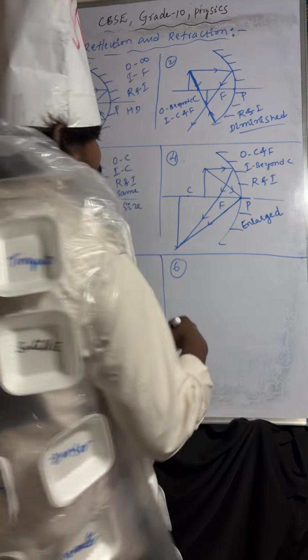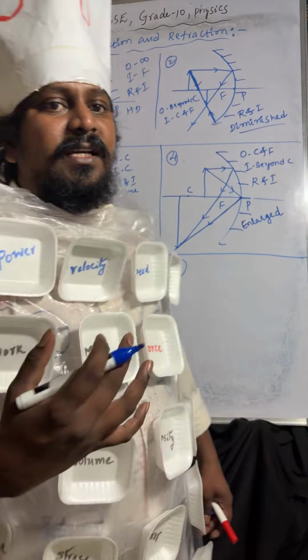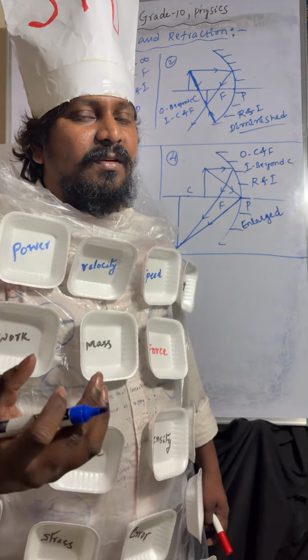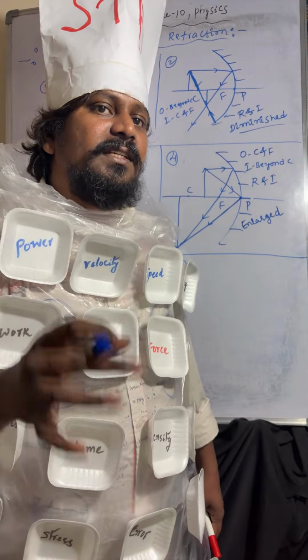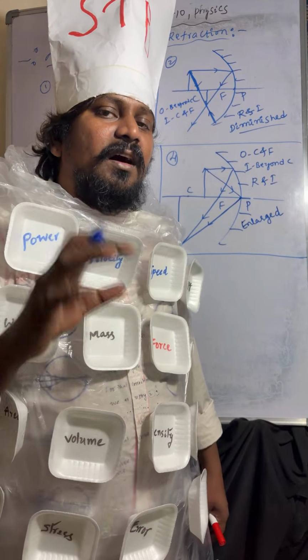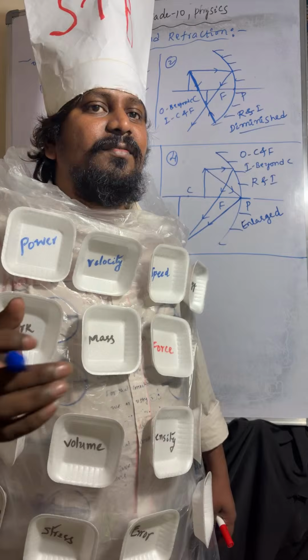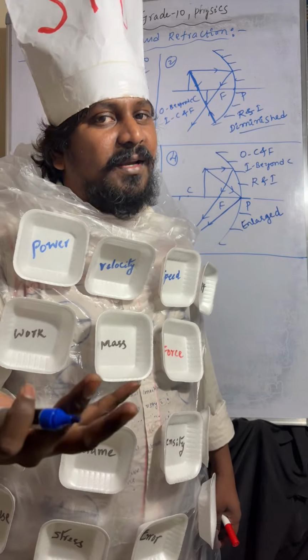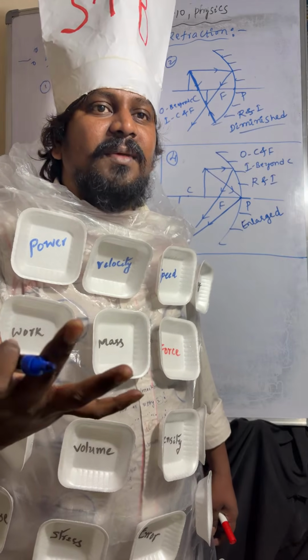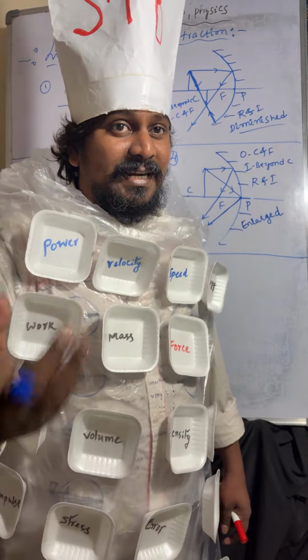And coming to the sixth one, sixth image formation is very, very important. If the object is placed between P and F, image will form behind the mirror. Nature of the image is virtual, erect and enlarged.